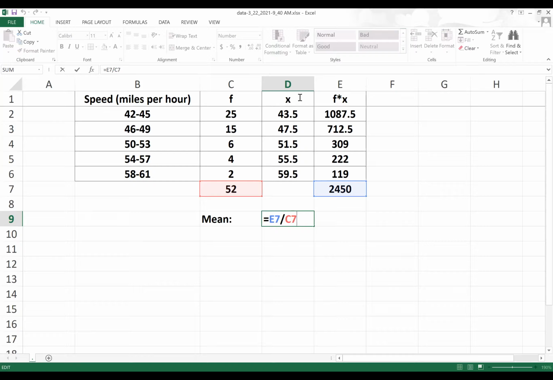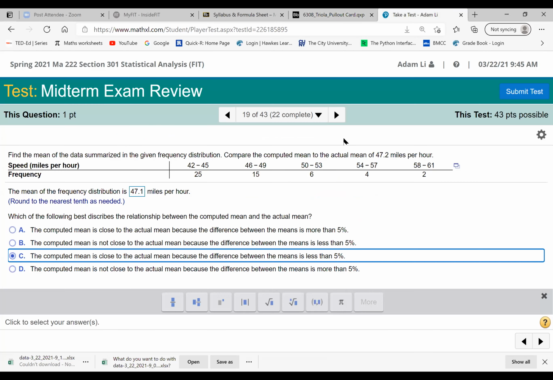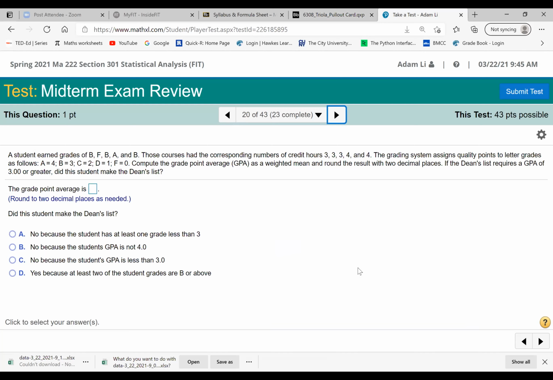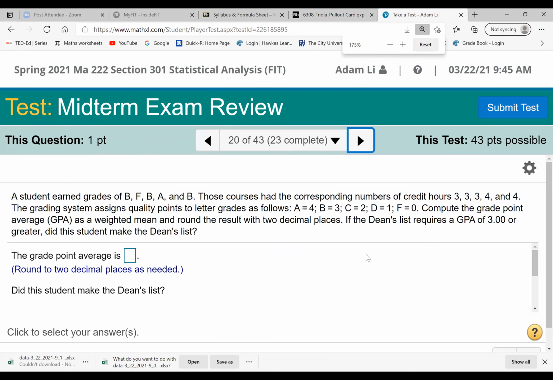So let's go back to question 20 then. Okay, question 20. This is a very good question. And some of you probably wonder how the Regis office calculates your GPA, right? Actually, this is how they calculate your GPA. You can also do it yourself, right? So basically, a student earns grades B, F, B, A, B.